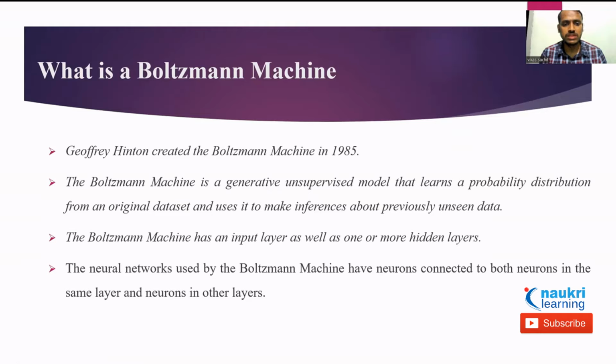So the Boltzmann machine has an input layer as well as one or more hidden layers. One input layer will be there, and there can be any number of hidden layers, but a minimum of one is required. Then the neural network used by the Boltzmann machine has neurons connected to both neurons in the same layer and neurons in the other layers. So there are connections between the layers.